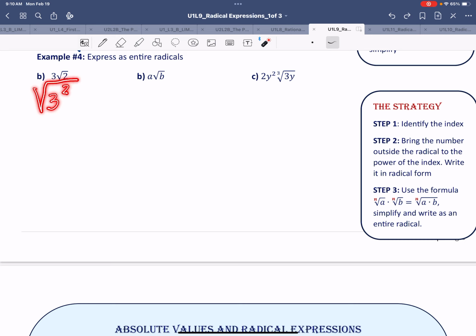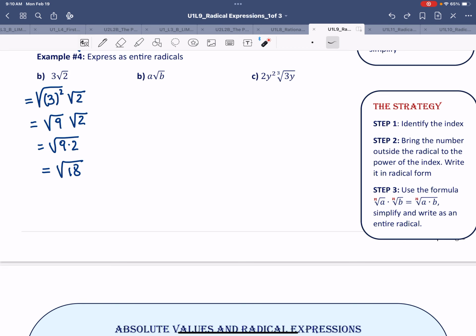So the square root of 3 squared would be equal to 3, and we still have the square root of number 2. So let's write this down. So we have the square root of number 3 to the power of 2 still multiplied by the root of 2. So these two are the same. And now we can simplify a little more. So that's the square root of 9 times square root of 2, and now we can bring them inside the same radical because they do have the same index, as the square root of 9 times 2, and that equals the square root of 18.